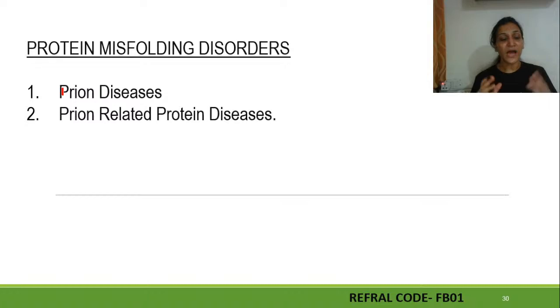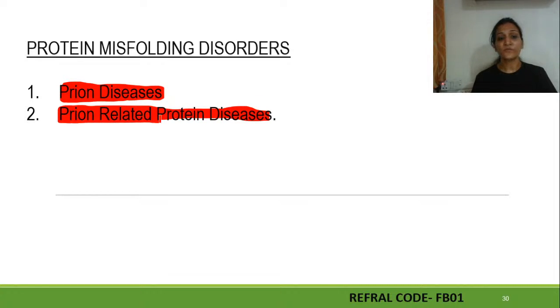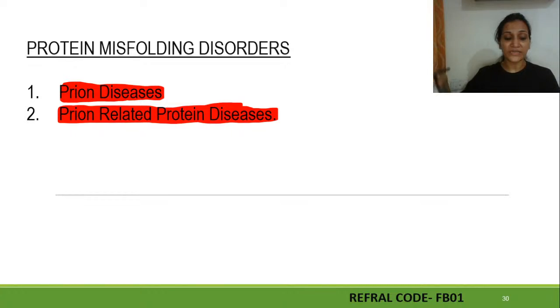Now coming to the last part of today's class, that is protein misfolding disorders. From the starting we were saying that yes, protein misfolding is very dangerous for the cell. So how is it dangerous? What are the things that occur? There will be prion diseases and prion related protein diseases. These two things occur because of protein misfolding, and we are going to see in further slides how protein misfolding is actually causing problems in the cell.